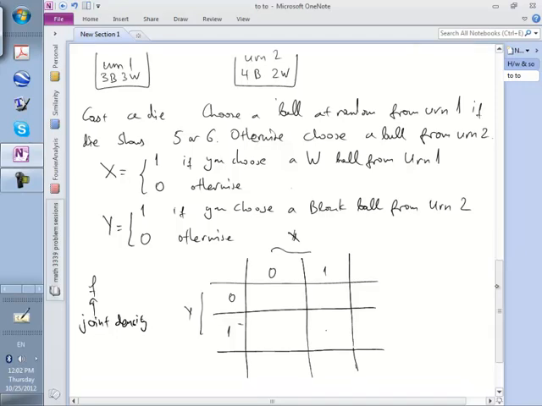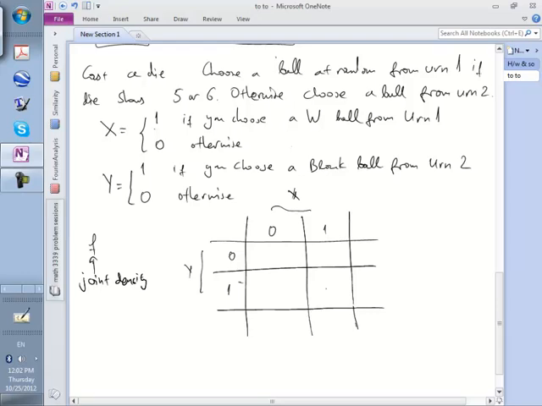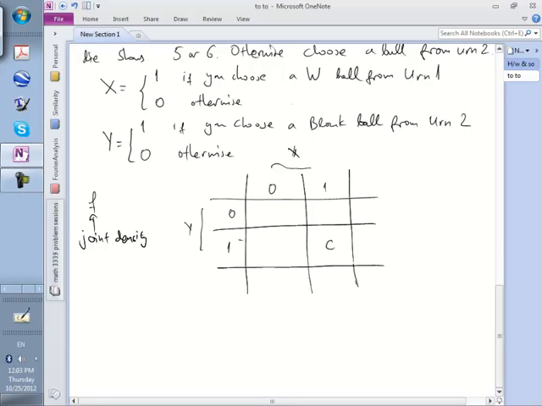You remember that? Okay, let's see. X takes the value 1 and y takes the value 1. That means that you choose a ball from urn 1 and the ball is also chosen from urn 2. That cannot happen, because you cannot at the same time pick the ball from urn 1 and from urn 2. So that's mechanically impossible. Therefore, here you put the value 0.